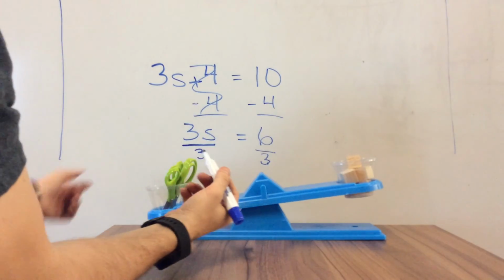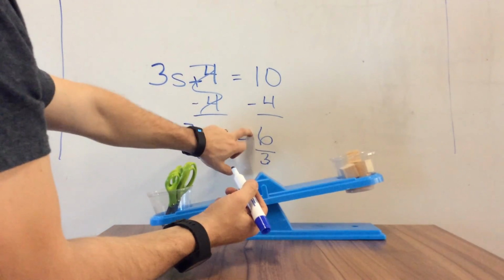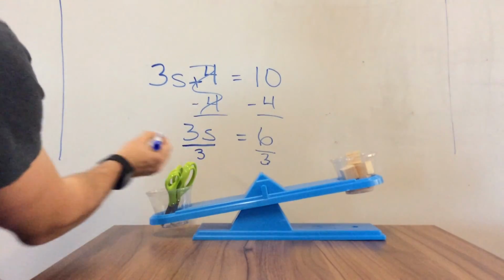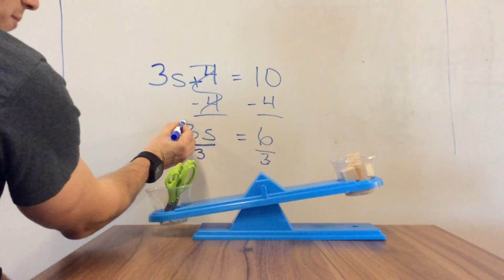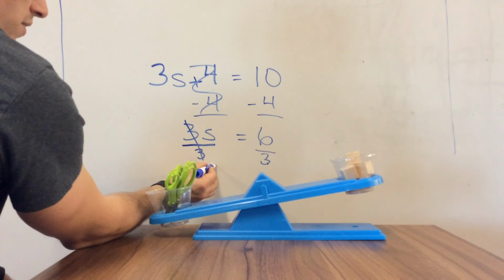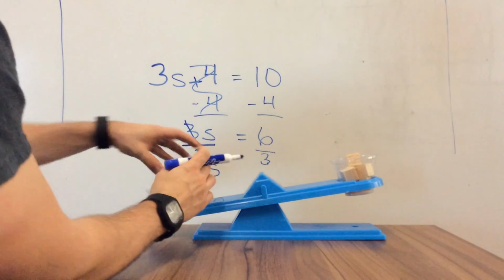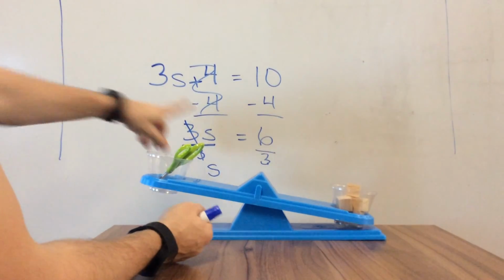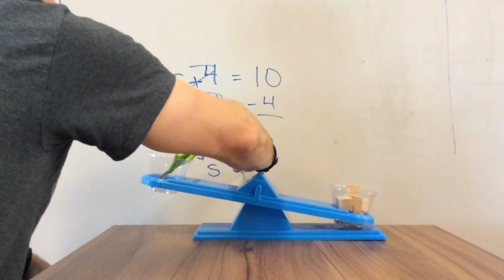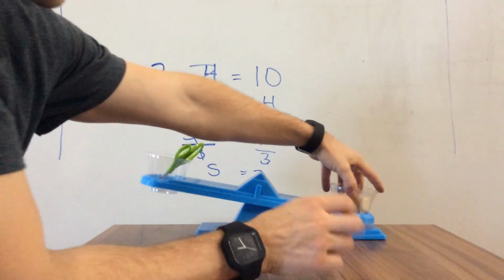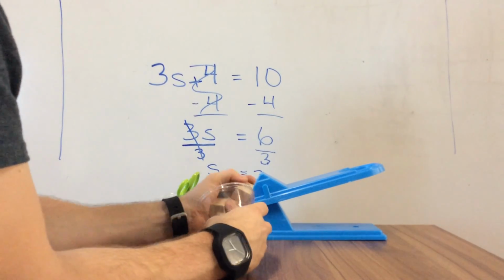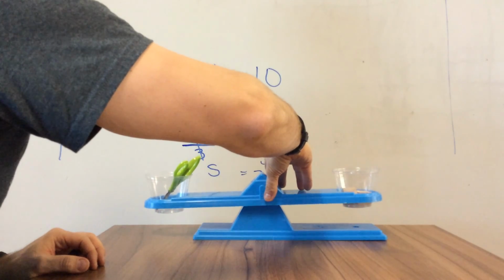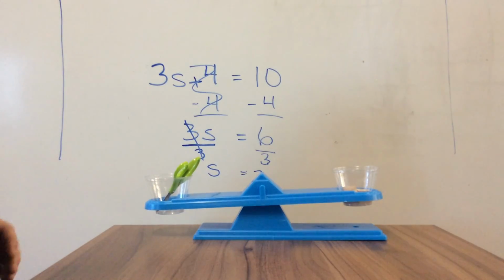So our fact family flip is 3 times something equals 6. 6 divided by 3 equals something. This cancels out because 3 divided by 3 is 1. So all I have left is an S on this side. 1 pair of scissors. 6 divided by 3 is always going to be 2. So I'm going to take this out. I'm going to leave 2 in there, and hopefully that balances out and shows you that 1 pair of scissors is about the same as 2 cubes.